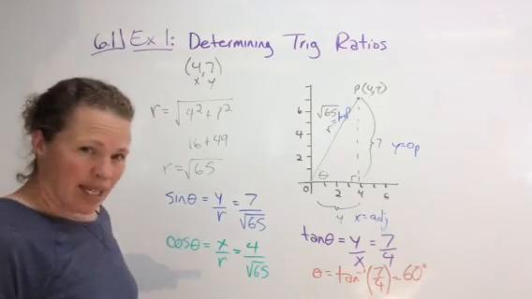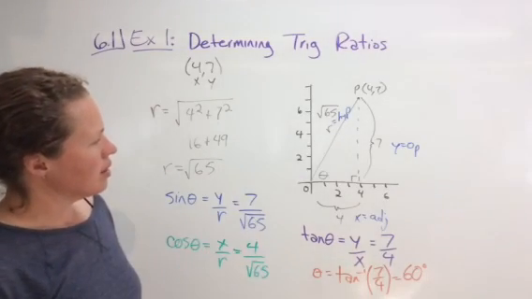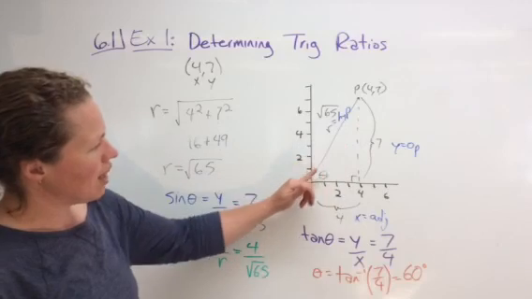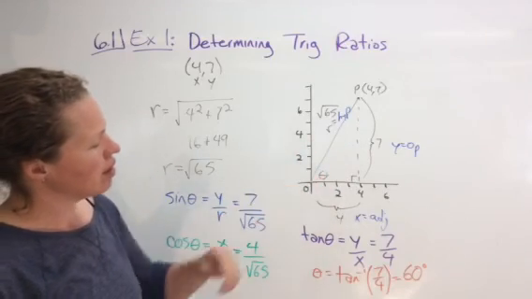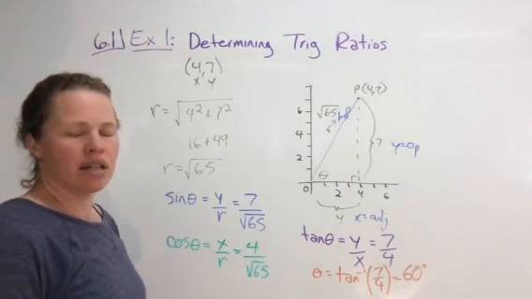Does 60 degrees make sense? Well, let's look at the triangle. It's more than 45 because it's higher than halfway. So yeah, 60 degrees makes sense.